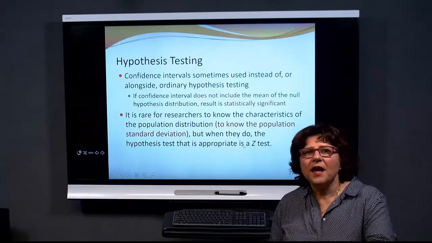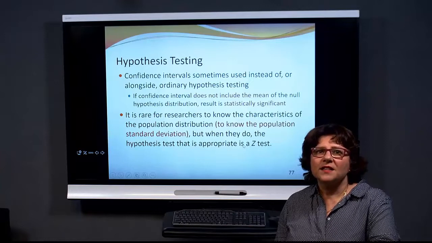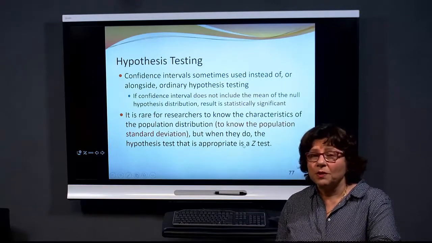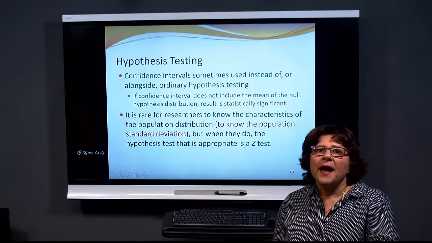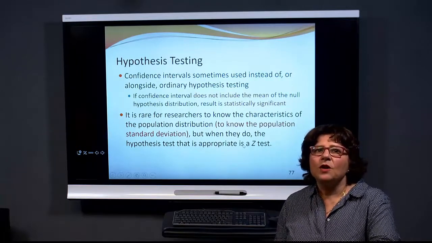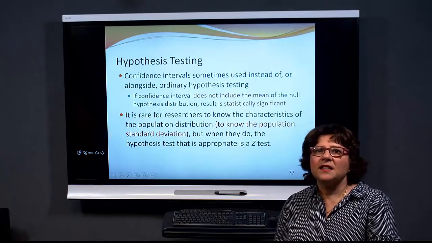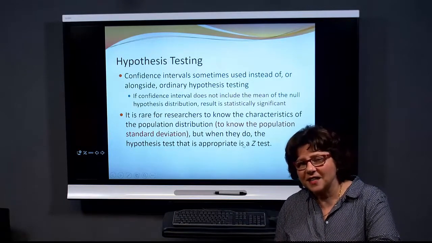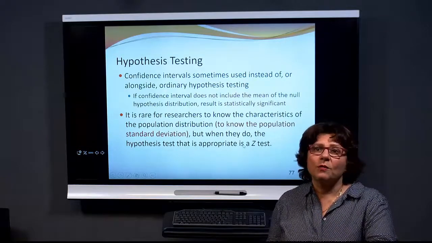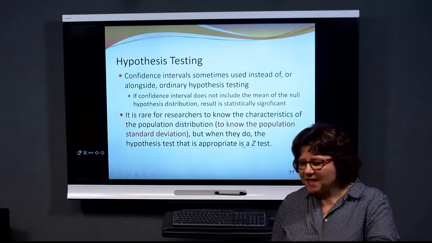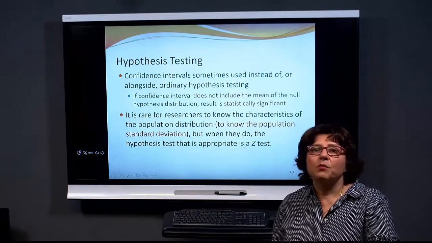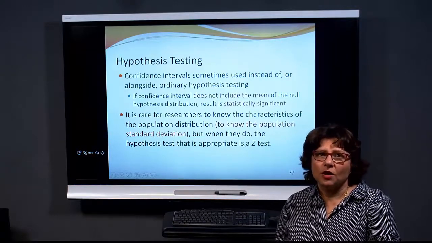And it is rare for researchers to know the characteristics of the population distribution, so to know the population standard deviation. But when they do, the hypothesis test that is appropriate is a Z test. Because our next step is we are going to talk about the t-test. And t-test is done when the population standard deviation is not known.